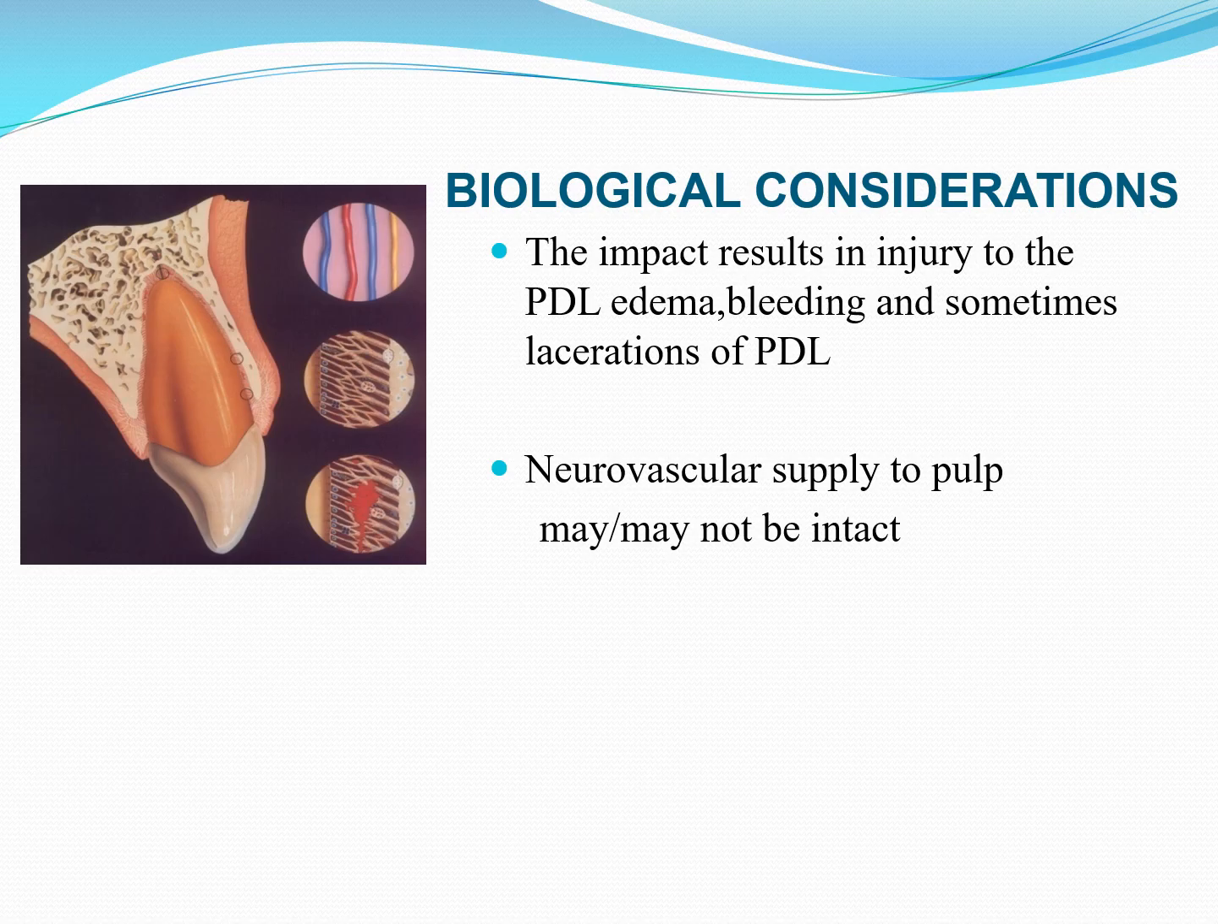They're all biological considerations. As a result of any trauma, you can see edema, bleeding, and sometimes lacerations of the periodontal ligament. And apart from that, the neurovascular supply to the pulp may or may not be intact. So it may be affected or may not be affected. It depends on the severity of the trauma. Okay, so this is about the biological considerations.